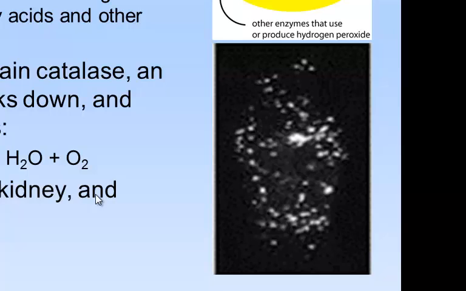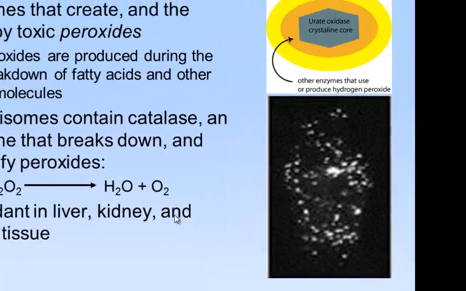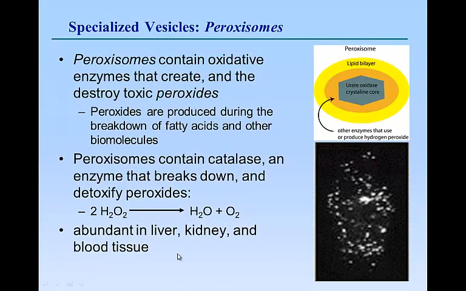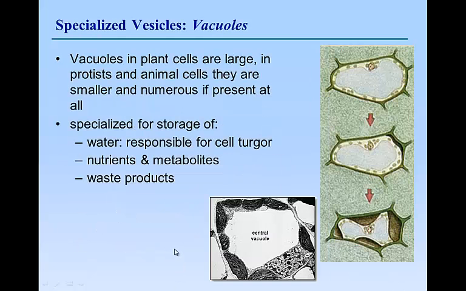We actually, within our cells, can make peroxide. We don't make a lot of it, but it is a byproduct of metabolism, and by breaking it down, that actually protects our cells. So it's an important component of maintaining the integrity of your cells. You find a lot of those peroxisomes in your kidneys and other metabolically active organs.